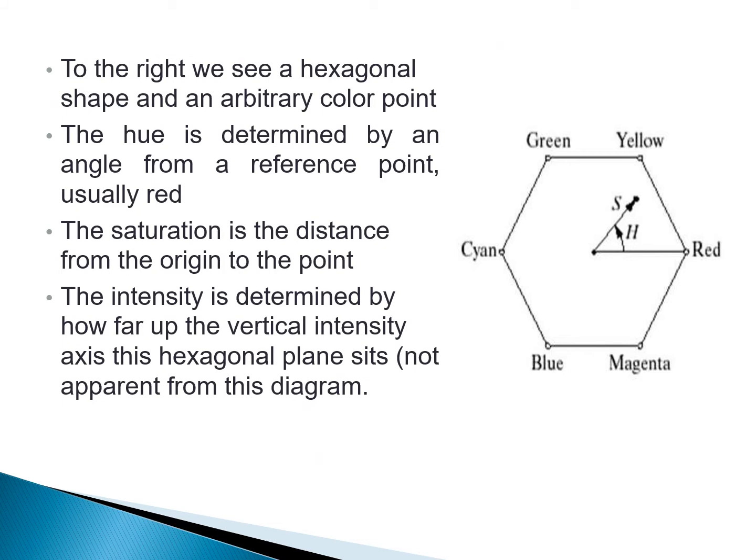This figure shows the same hexagonal shape and an arbitrary color point shown as a dot. The hue of the point is determined by an angle from some reference point. Usually, the angle of 0 degrees from the red axis designates 0 hue, and the hue increases counterclockwise from there. The saturation is the length of the vector from the origin to the point.